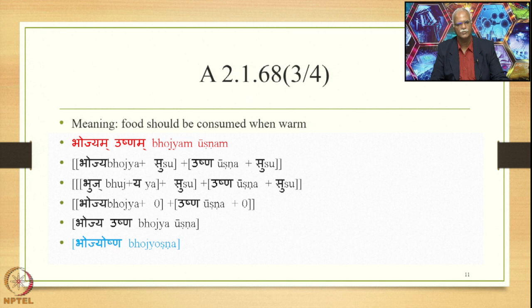So then, bhojya plus su and ushna plus su, this is the alaukika vigraha. So the samasa saudhnya takes place. So the pratipadika saudhnya takes place. And then supodhatu pratipadika yoho applies and deletes both the supratyayas which are part of this pratipadika. And then finally we apply the sandhi rule and we get the finally derived compound output, namely bhojyoshna, which means the same thing as bhojyam ushnam.